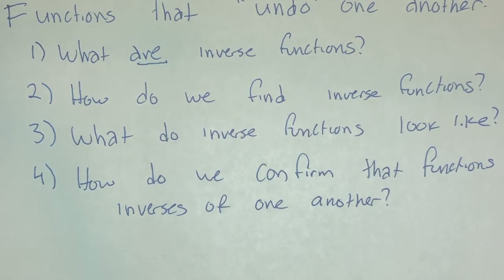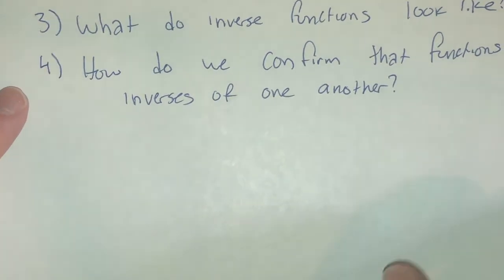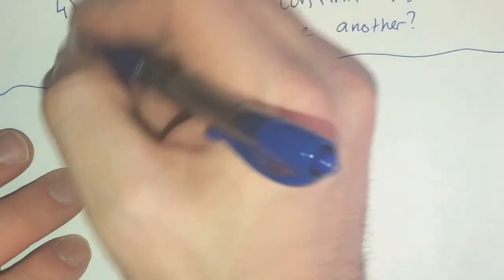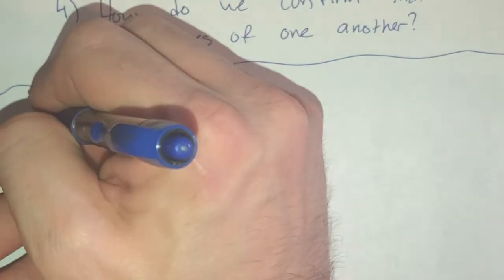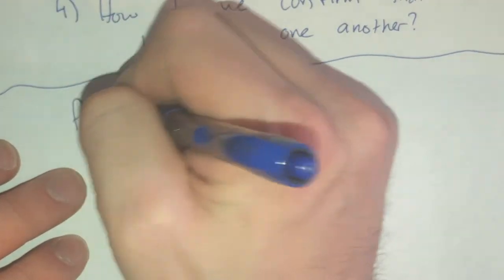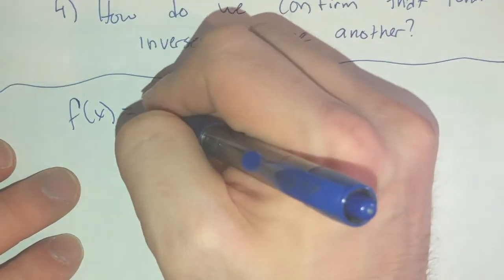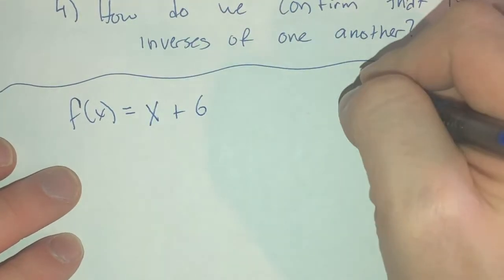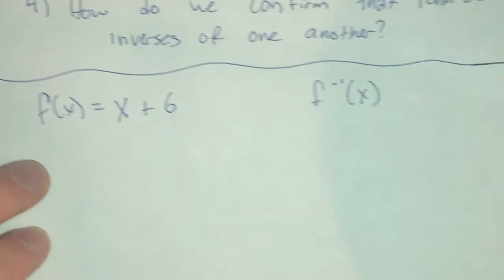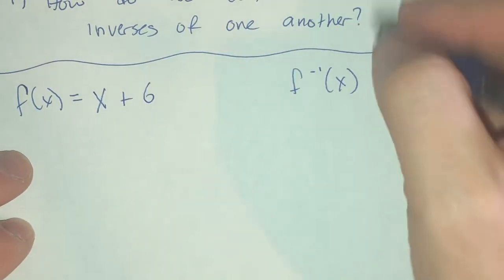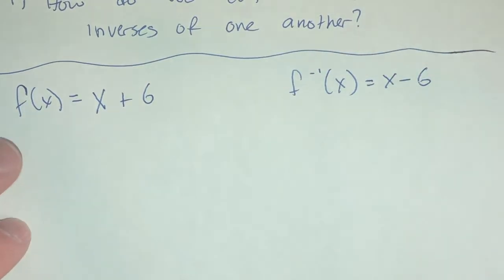So what are inverse functions, right? Inverse functions are functions that simply undo one another. Let me give you an example. Here's 2 functions that are inverse to one another. Let's talk about f of x equals x plus 6. And this is my notation, f inverse of x equals x minus 6. These functions are inverse of each other.